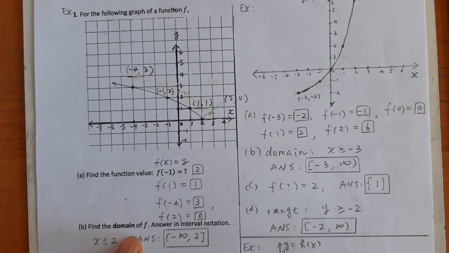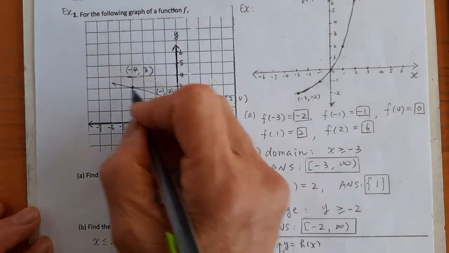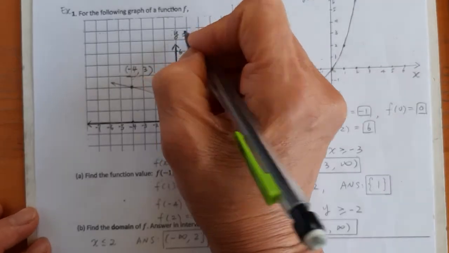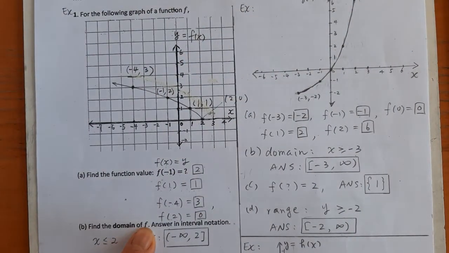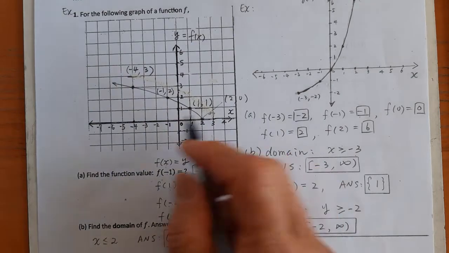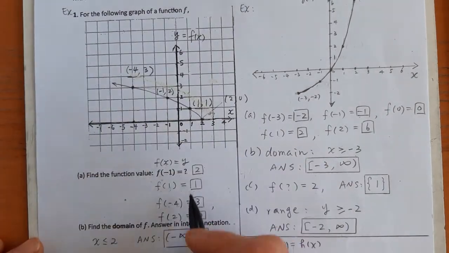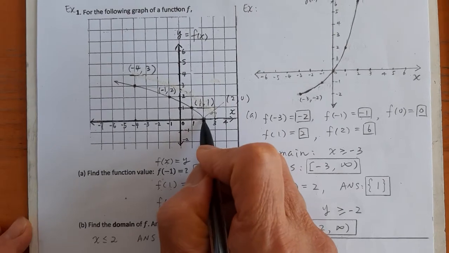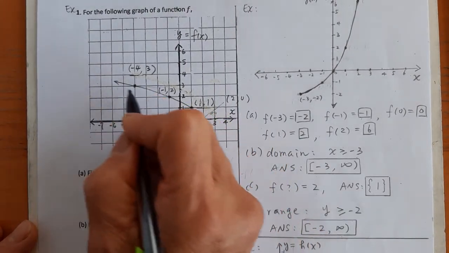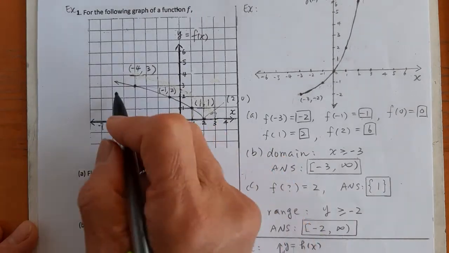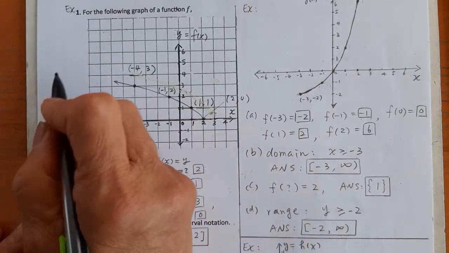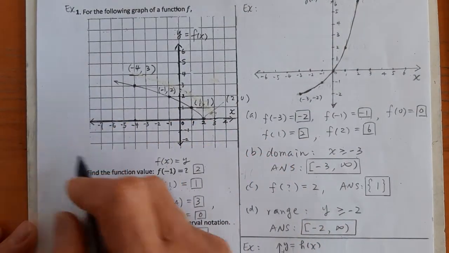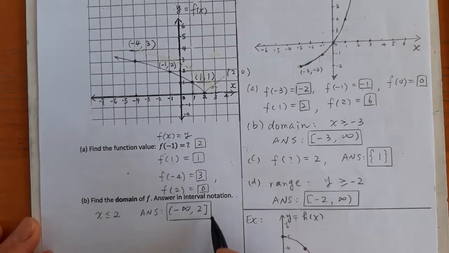Then the next one: find the domain of the function f. This is the graph of f, where y equals f of x. F is the function name, and the function is of x. The domain is x, so what is x? X goes from 2 to the left, because from 2 going left you have the curve. Going to the right, there's no graph, no function. So it's to the left from 2, meaning x is less than or equal to 2. Now put it in interval notation.